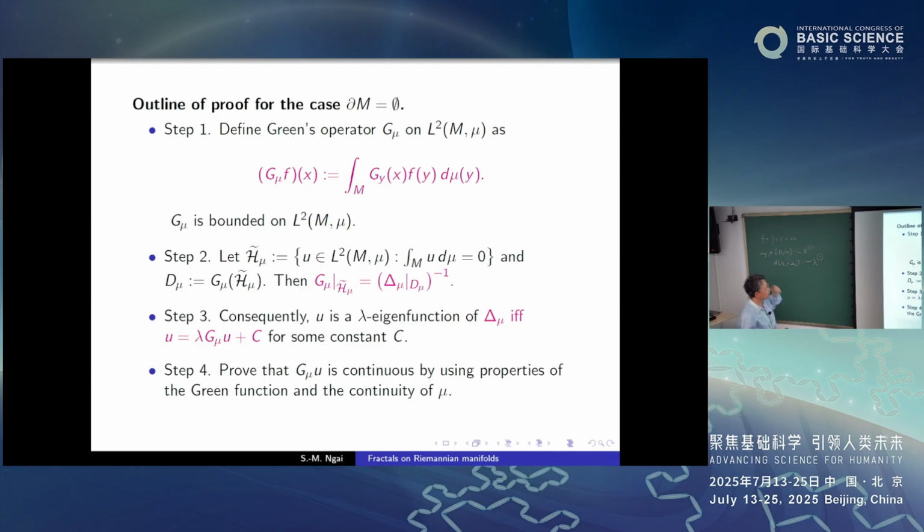So using this inverse relation, we can prove that u is an eigenfunction of the mu Laplacian if and only if it satisfies u equals lambda G mu u plus c. And so if u is an eigenfunction, and we can prove that this is continuous, then u will be continuous. So now it reduces to proving that G mu u is continuous. This can be done with some small effort. All right, so let me stop here.